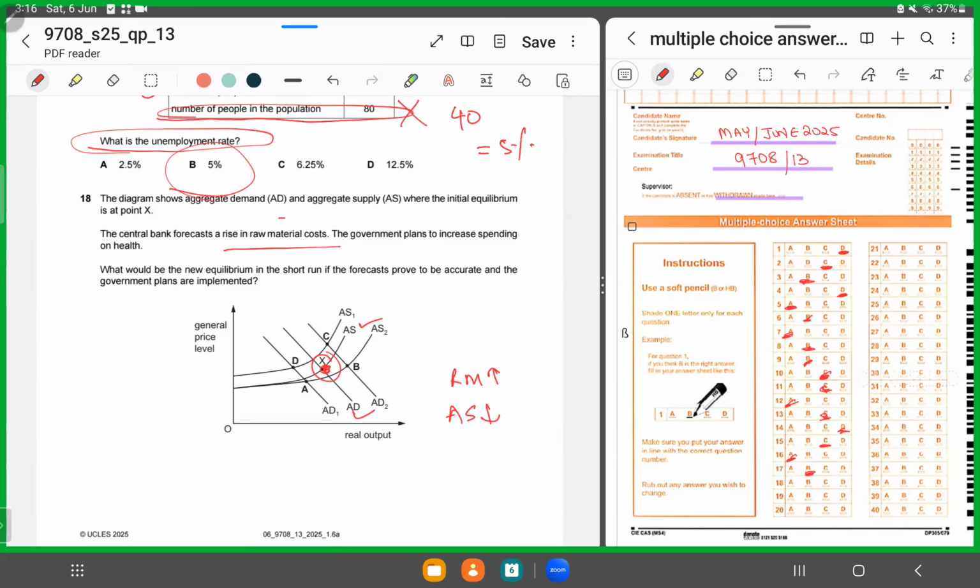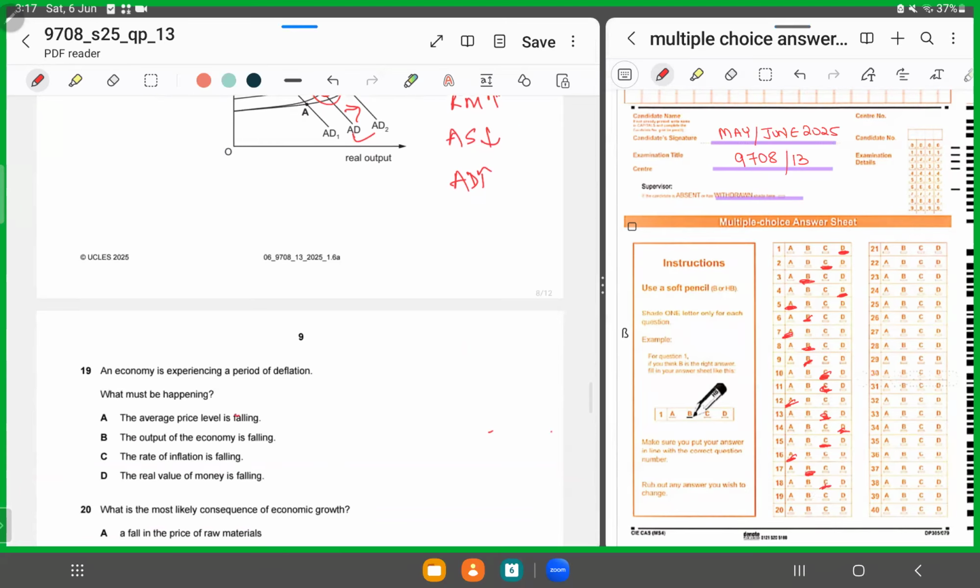The government decides to increase spending. So if the government decides to increase spending, aggregate demand is going to increase. So if aggregate supply falls, this means from AS we'll move to AS1. And if aggregate demand increases, that means from AD that we were initially, we'll move to AD2. So looking at these changes, we'll arrive at a situation of C. So for 18, we'll shade in C as the correct answer. Moving forward, MCQ number 19.